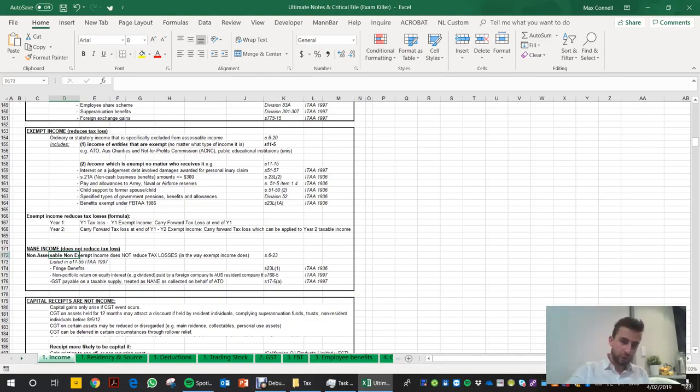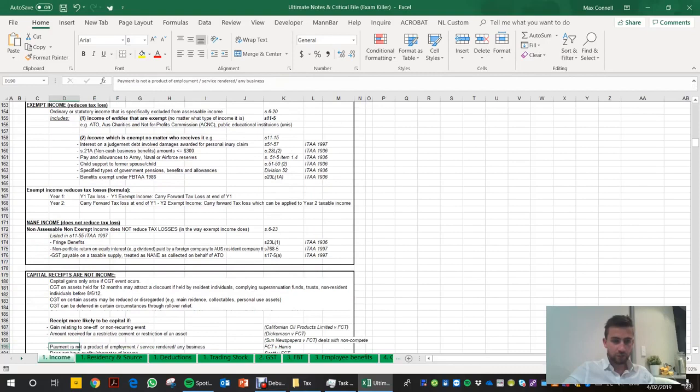However, you also reported exempt income of $100,000, which means this $100,000 reduces your tax loss, which means you can only apply $400,000 of tax loss against your taxable income of $500,000, which means you still have to pay tax on $100,000. And that's basically the difference between exempt and NANE. It sounds complicated, but it's really not. Basically, if income is NANE, it does not reduce your tax loss. This is the preferable one. Or if it's exempt income, it does reduce your tax loss.